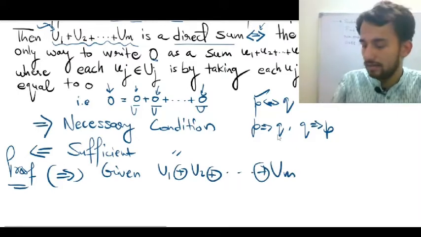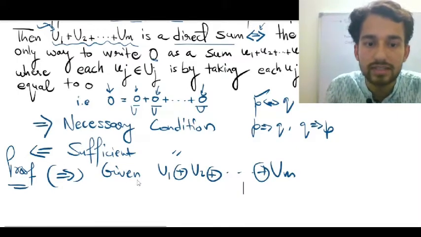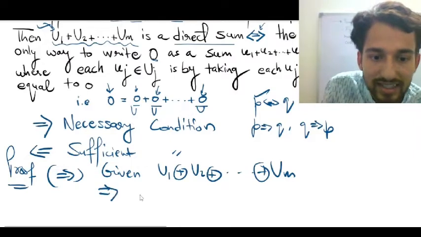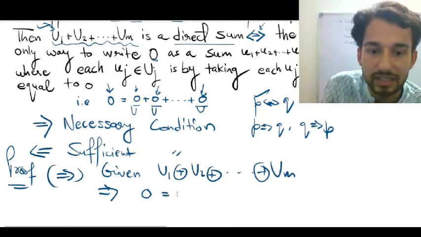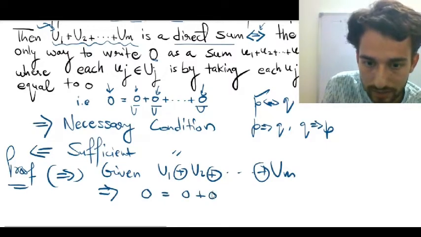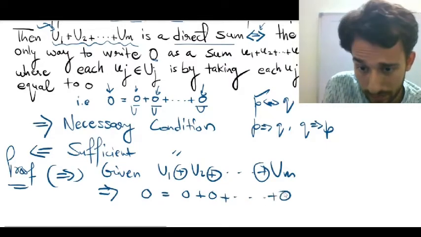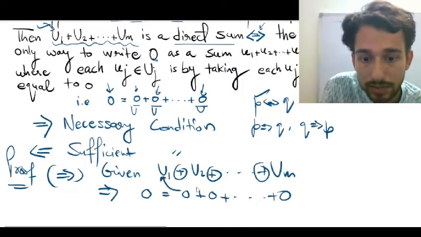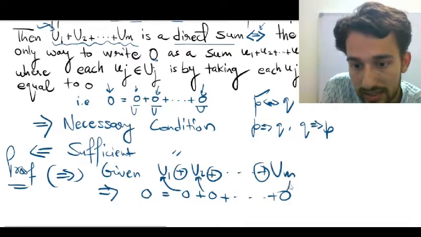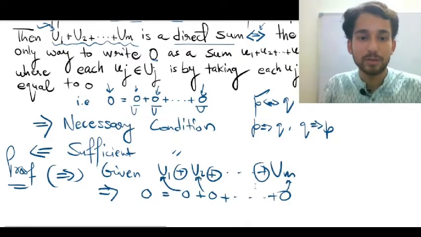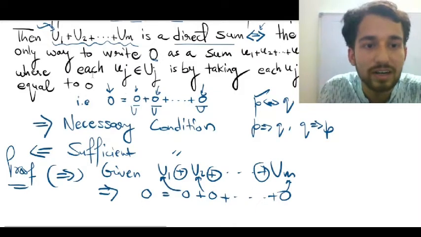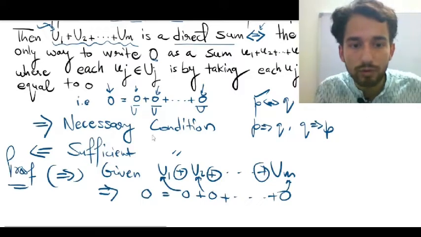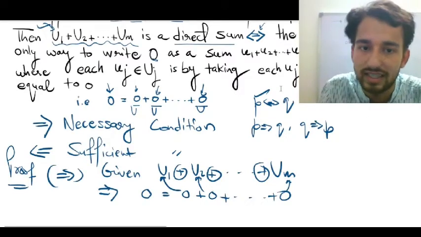Then by definition of direct sum, which we have already studied in the previous lecture, this implies that the only way to write the zero vector is the trivial way, 0 plus 0 plus 0, where this 0 is coming from this subspace, this 0 is coming from here, and likewise this 0 is coming from here. So this forward condition is straightforward. Using this, we have proved that the only way to express 0 is the trivial way.